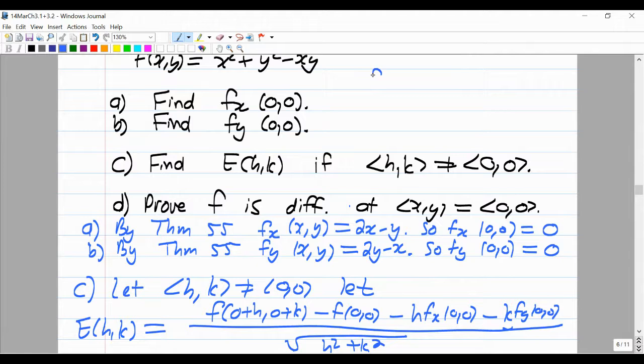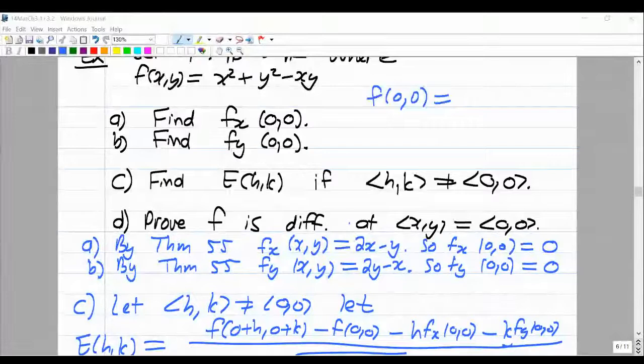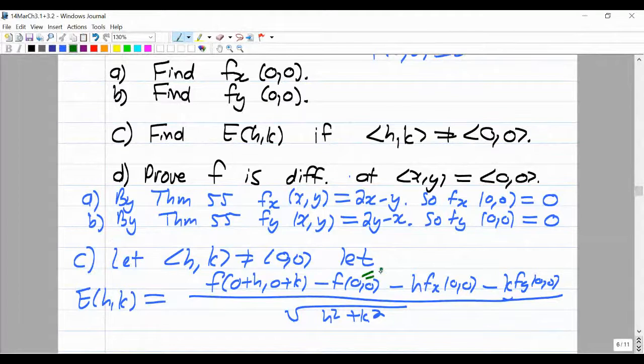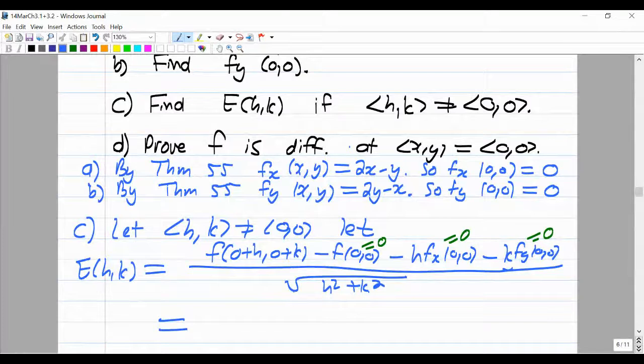So looking at this function, what is f at the origin equal to? Remember the function is x squared plus y squared minus xy. So what is f at the origin? Ben is saying 0. Yep, it is indeed 0. So if we do this calculation, this quantity is 0, this quantity is 0, this quantity is 0. So f(h,k) becomes h squared plus k squared minus hk over the square root of h squared plus k squared. Are there any questions?